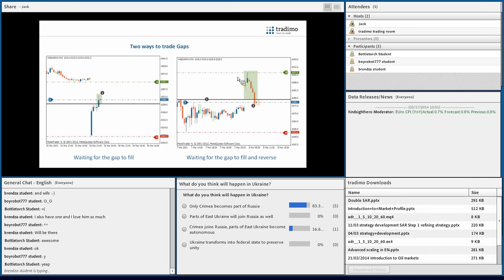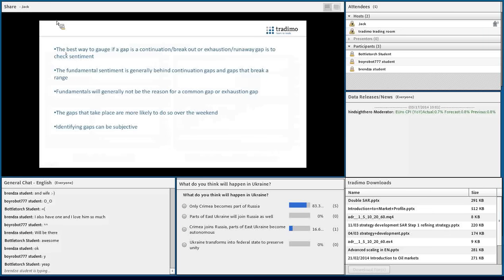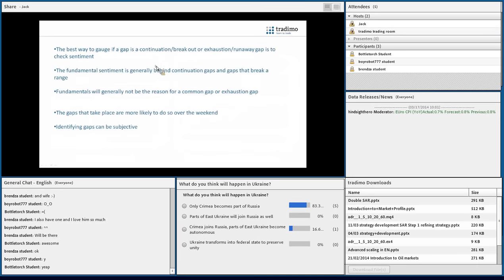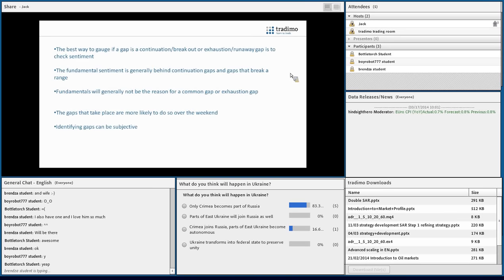Okay, so anyway, in terms of trading gaps, just a few points at the end. The best way to trade the gap is obviously to check sentiment. If news is out and you get a gap that breaks out from a range, that's likely to be a breakout trade. If you get a gap that occurs within a range and there's no news out, you know it's a common gap, so you can use it for formulating profit targets. So it's usually just used for profit targets.